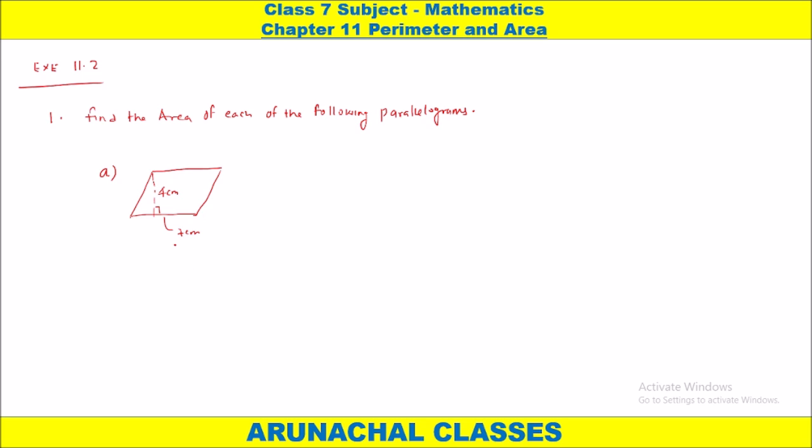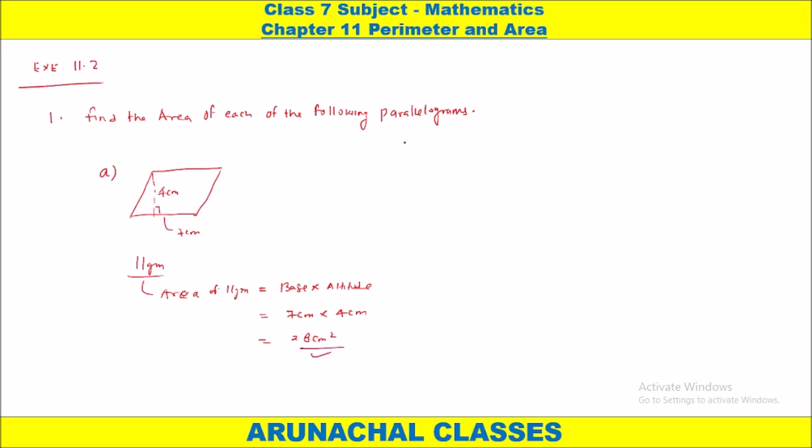So it is a parallelogram. We have to find the area of the parallelogram. Area of parallelogram is given by the formula, base multiplied with altitude. We can see here base is given as 7 centimeter and altitude is 4 centimeter. So 7 times 4 is 28. It will be 28 centimeter square.